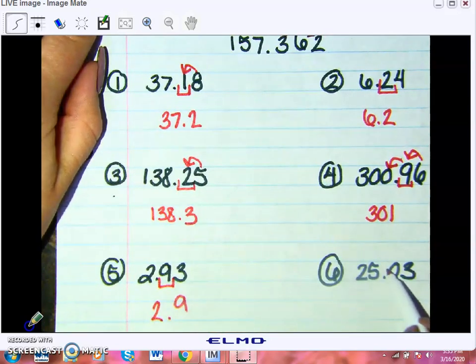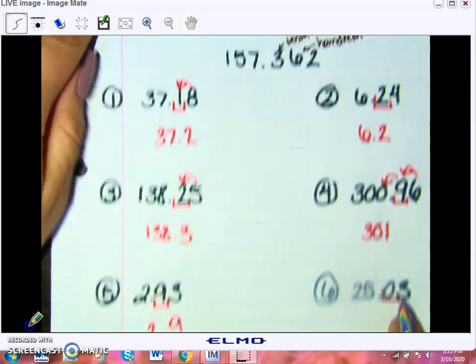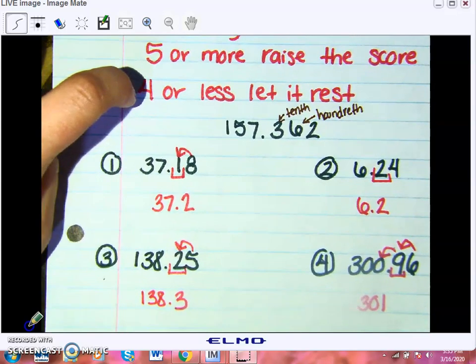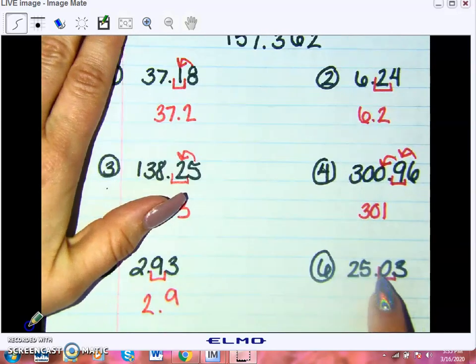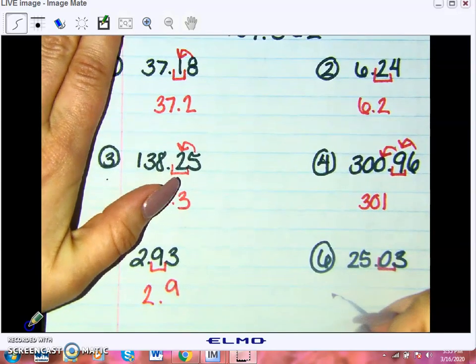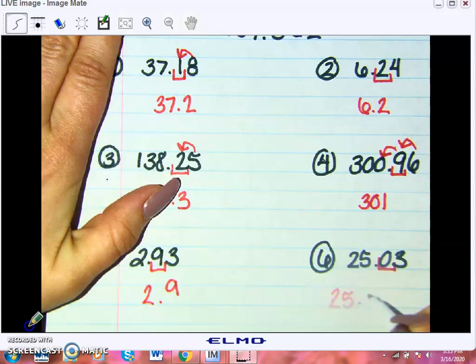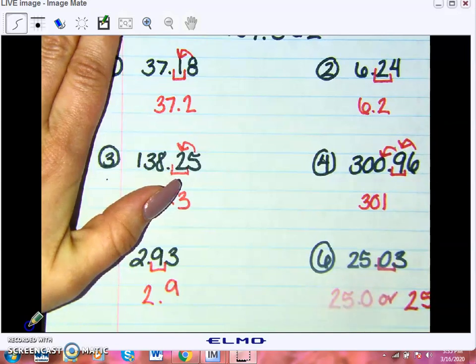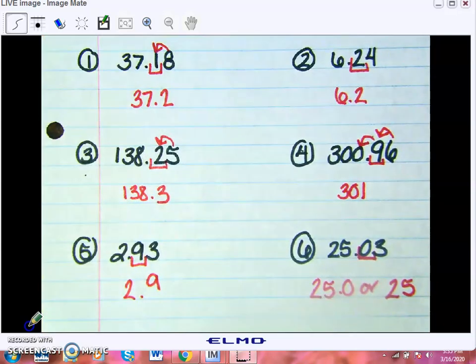25, we have 0 in the tenths, 3 in the hundredths. 3 is 4 or less, so we are going to let it rest, which means we're going to let the 0 rest. My rounded answer would be 25.0, or you could also just write that as 25. So I hope the very quick and brief rounding to the nearest place value is going to help you round with your circumference problems today.